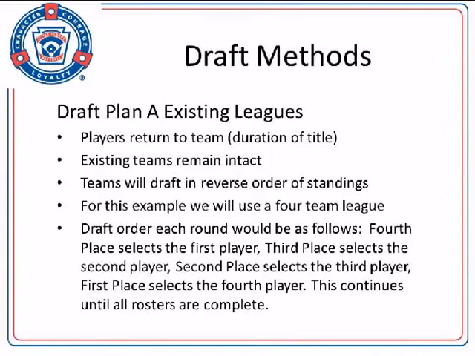For this example, we will use a 4-team league, and the draft order each round would be as follows. The 4th place team will select the first player. The 3rd place team will select the second player. The 2nd place team will select the 3rd player, and the 1st place team will select the 4th player. This continues until all rosters are complete.